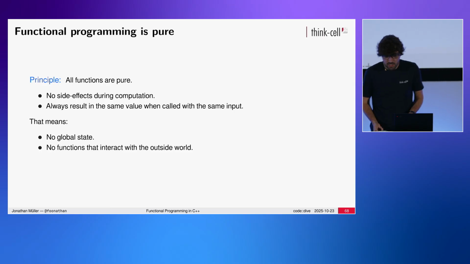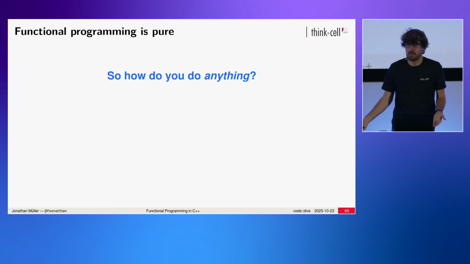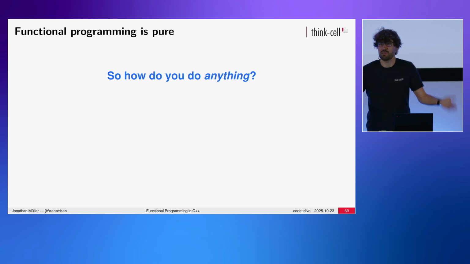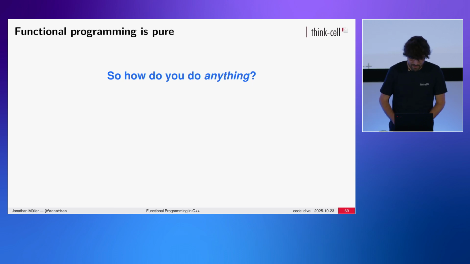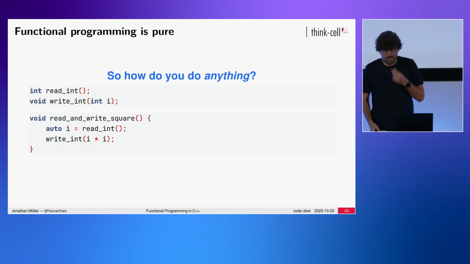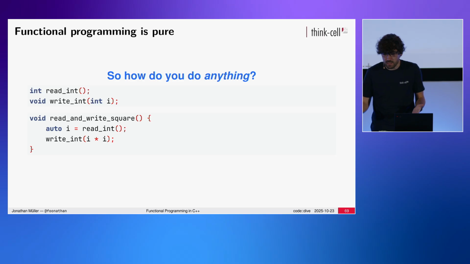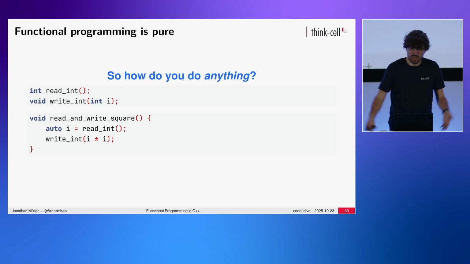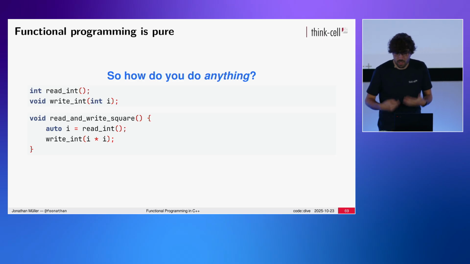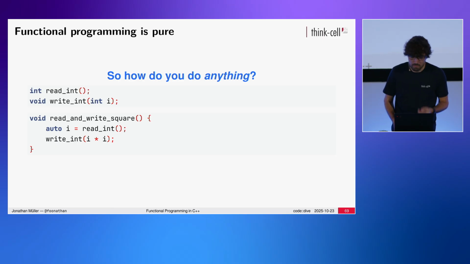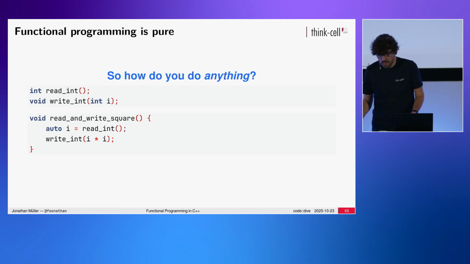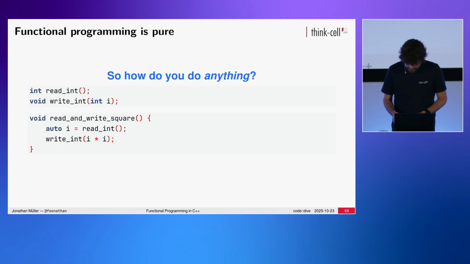This raises the obvious question. How do you do anything, right? Because fundamentally, you need to interact with the outside world for your program to be useful. Right? How would you write this simple program which simply reads an int and writes it squared out to standard output in Haskell, or another pure functional programming language? And the answer is you can't. What you can do is you can cheat.